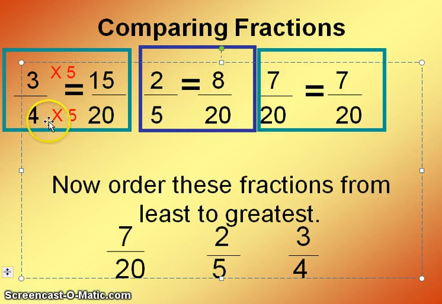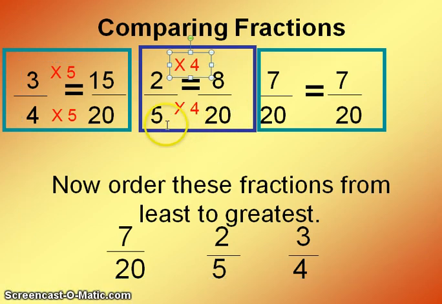Whatever we do to the bottom, we must do to the top. So 3 times 5 as well, and that gives us 15. We do the same thing over here. 5 multiplied by what number gave us 20? We know we multiply by 4. 5 times 4 gives me 20, and we multiply the numerator by 4. 2 times 4 gives me 8. And over here, there's nothing to do because 20 times 1 gives me 20, and 7 times 1 gives me 7.